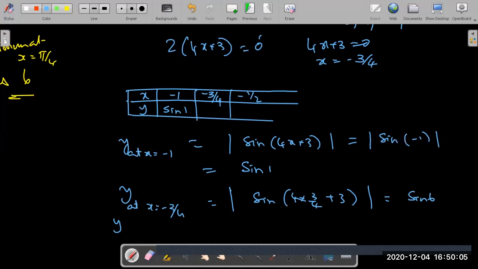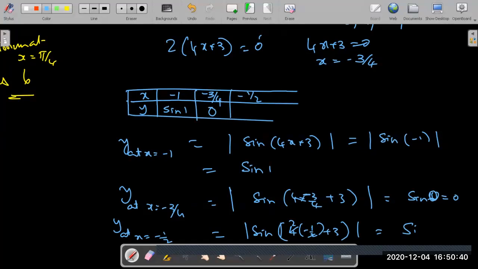Then the next value, y at x equal to minus half. That's equal to mod sine 4 into minus half. Oh, this is minus 3 by 4, so 4 into minus 3 by 4 plus 3 gives you 0, basically. This is sine 0, this is 0. So 4 into minus half plus 3, so this will be minus 2 plus 3, and therefore you'll have sine 1.